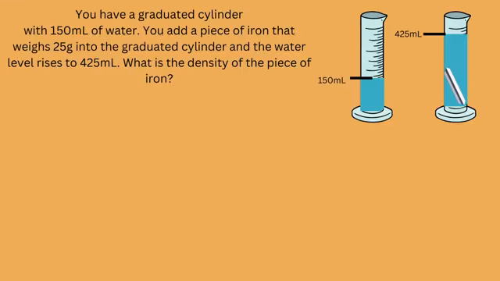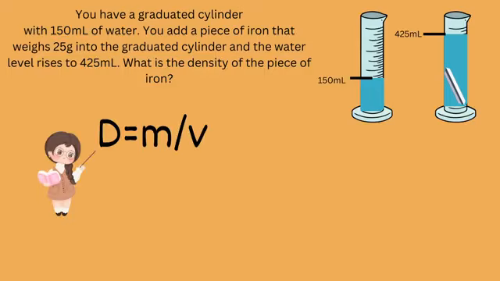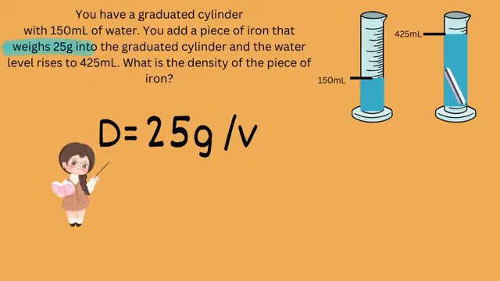You have a graduated cylinder with 150 ml of water. You add a piece of iron that weighs 25 grams into the graduated cylinder, and the water level rises to 425 milliliters. What is the density of the piece of iron? So we know that density is mass over volume, and we clearly are given the mass in grams, 25 grams, but we're not given the volume of the iron. So we need to find the volume first, then plug it in to get the density.